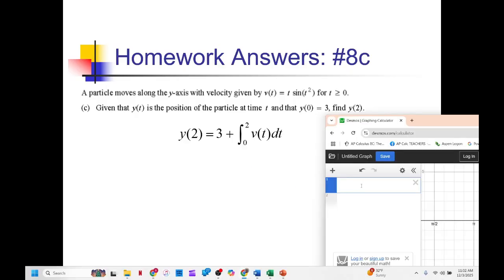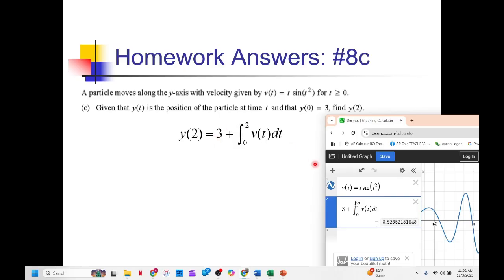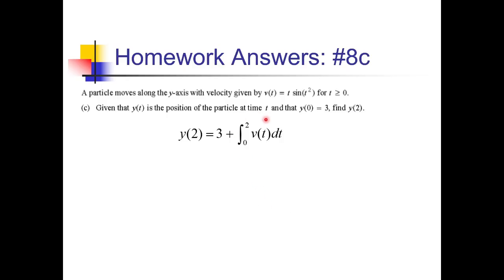So to start this process off, if we don't already have velocity entered in there, we should probably do that. So we've got t sine of parentheses t squared, close parentheses, and that's only valid for positive values. And now I want to do 3 plus the integral from 0 to 2 of v of t dt. And that comes out to 3.827. There's no units on this one, so we'll just leave it like that with no units.